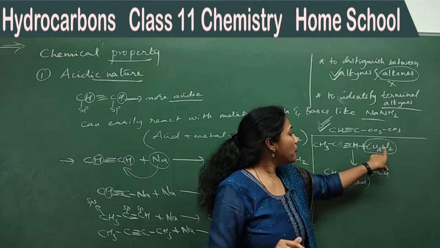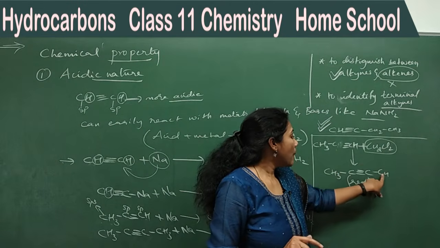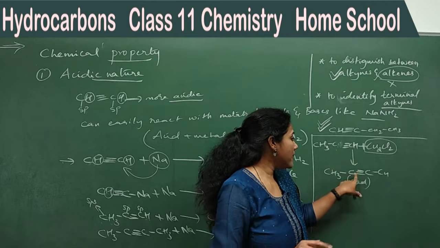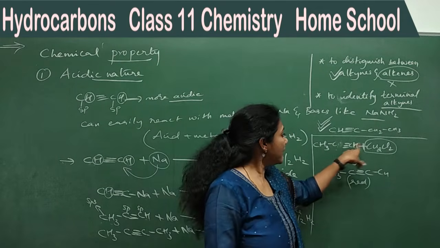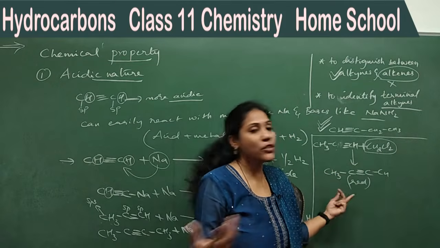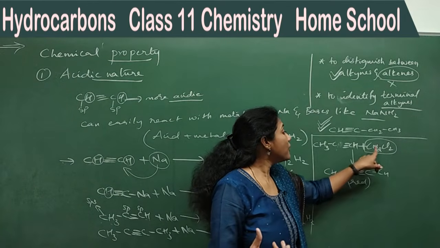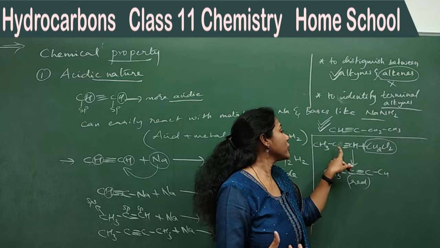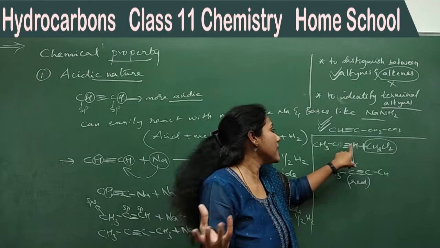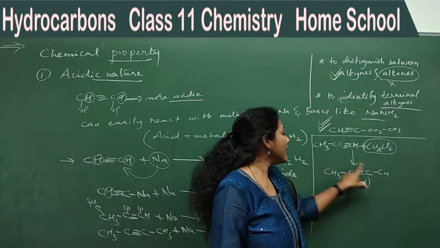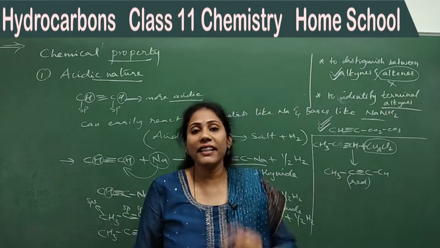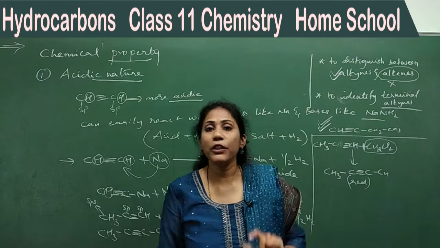But in the reaction with cuprous chloride, copper replaces H. That means the so-called product will be red in color. If it is an alkyne, it will react with cuprous chloride, otherwise no, right? So it's very important: cuprous chloride on reaction with terminal alkynes, that means alkynes which have got an acidic hydrogen, definitely forms a salt that has red color. So a red color precipitate you will get.